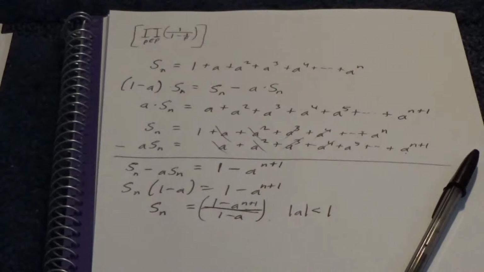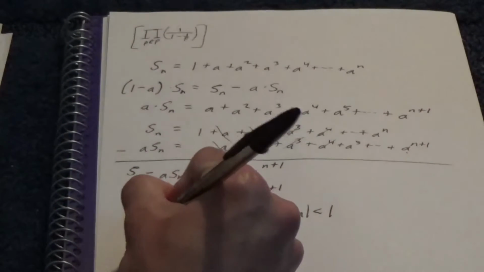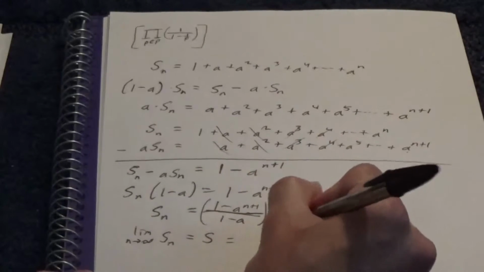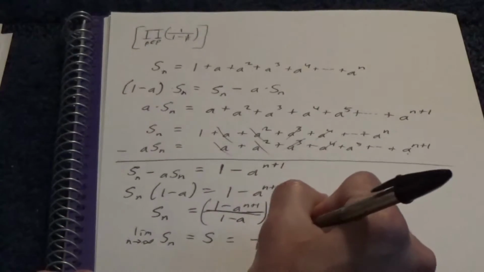In fact, we can simplify this when it does converge. Basically, what is the limit as n approaches infinity of this series? Now we're talking about not just a partial sum, but the entire sum, at least theoretically, if it does converge. So we can say the limit as n approaches infinity of S sub n, or we can really just call that the sum of the series, assuming it converges, equals 1 over 1 minus a. So that's just the proof that I wanted to show you.